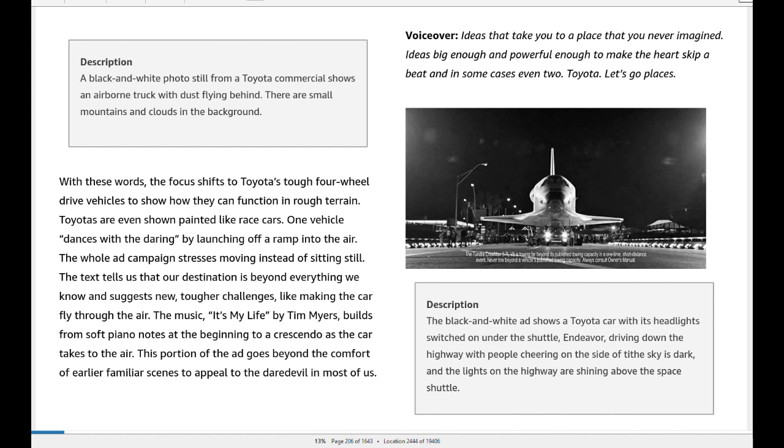The black and white ad shows a Toyota car with its headlights switched on under the shuttle Endeavour, driving down the highway with people cheering on the side of it. The sky is dark, and the lights on the highway are shining above the space shuttle.